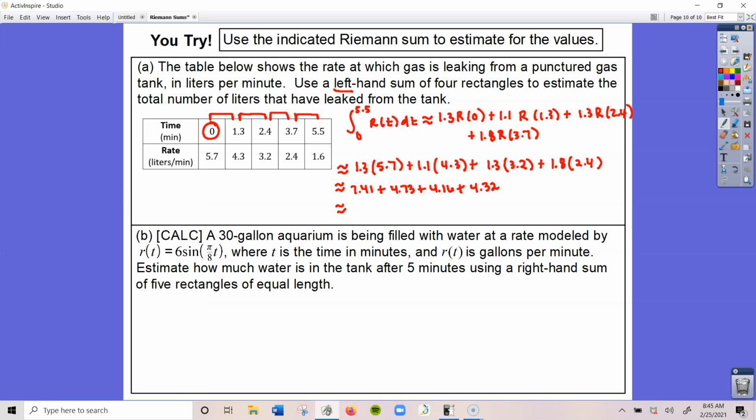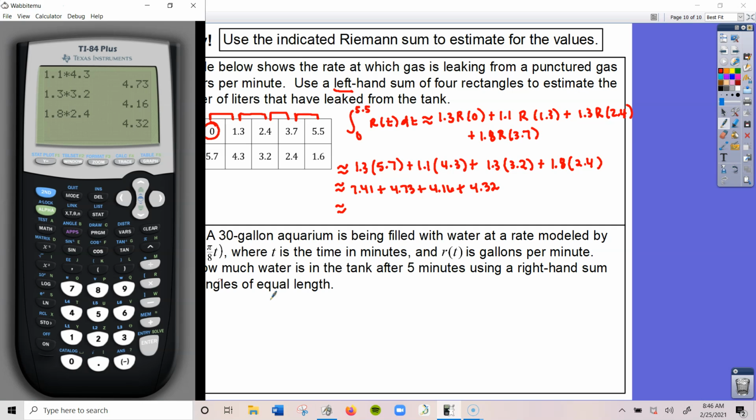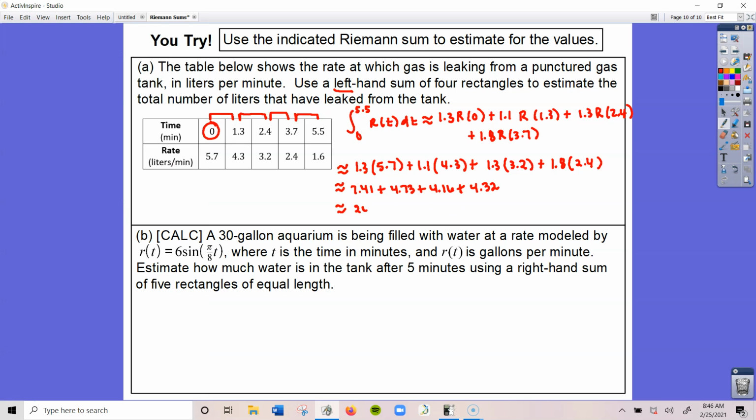So now we're going to add all of that up. 7.41 plus 4.73 plus 4.16 plus 4.32, which is 20.62. And remember our units here. We are estimating the total number of liters that have leaked from the tank. So 20.62 liters.